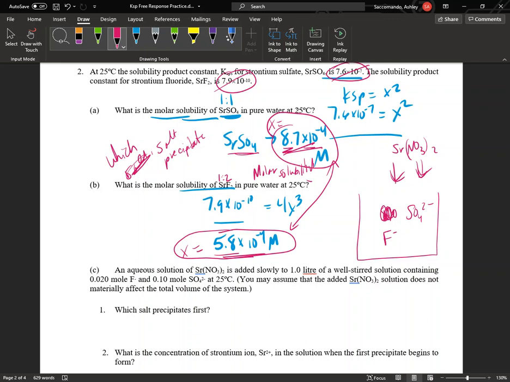Yes, so this one is more soluble and will have the higher concentration of dissolved ions. So which one would precipitate first if we just started adding strontium to a solution that has fluoride floating around and sulfate floating around? Which one's going to precipitate first? The one that has a lower molar solubility. Yes.